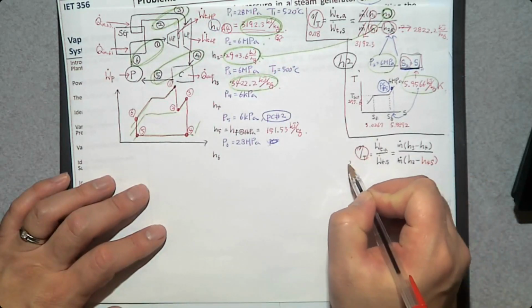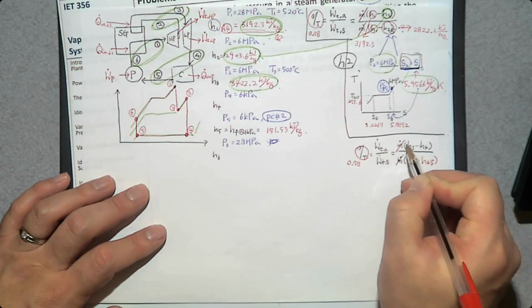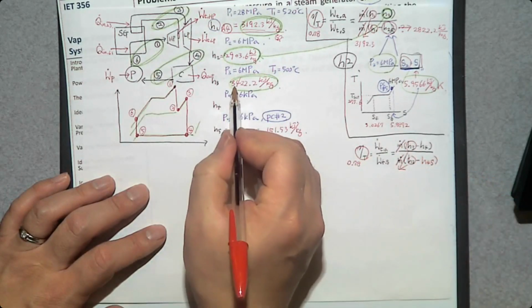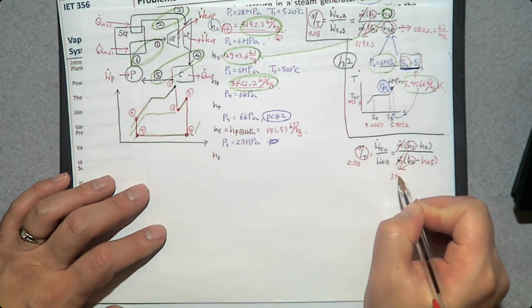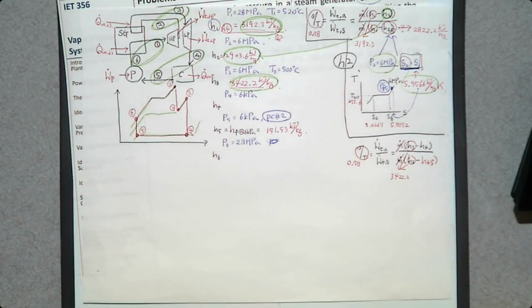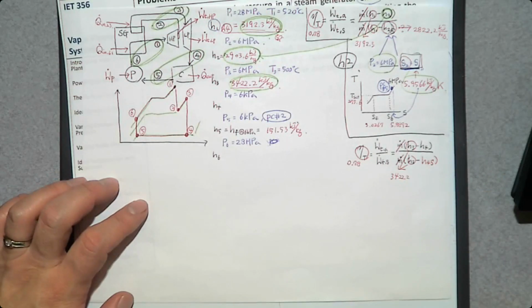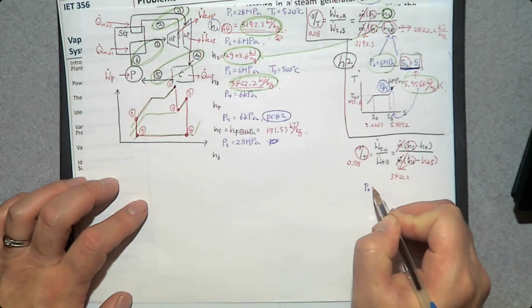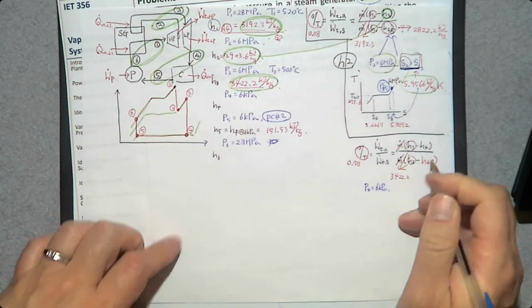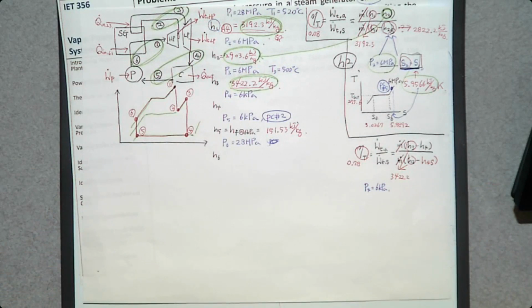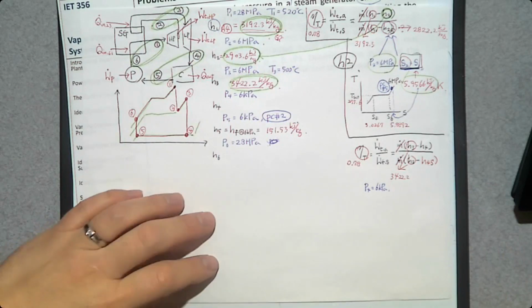We know the turbine efficiency is 0.78, and we already know H3. This H3 is going to be 3,422.2. So if you determine H4S, then you can find H4. So let's find H4S. How can we do that? P4 is 6 kilopascal. Do we know any other property? Yes. We assume that it's an isentropic turbine, so the specific entropy at number 3 should be the same as the specific entropy at number 4.